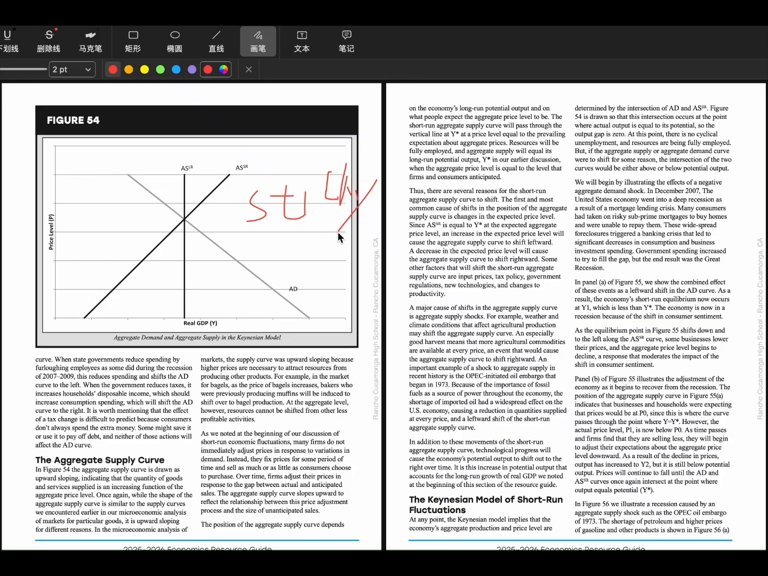It's sticky. The price is sticky. They can't change the price in the short run. So what can they do? All they can do is change the amount of supply that they actually give.